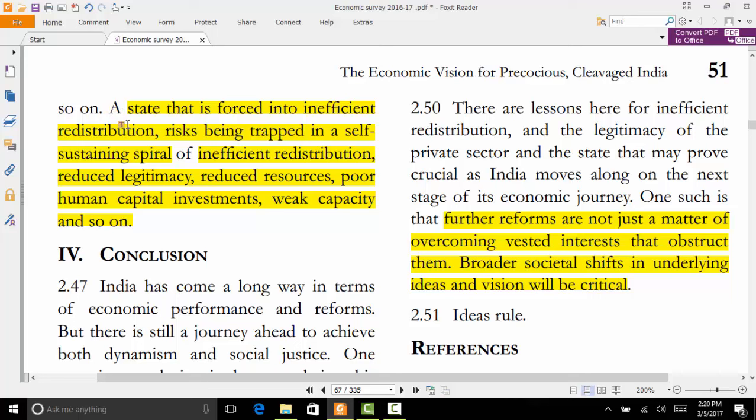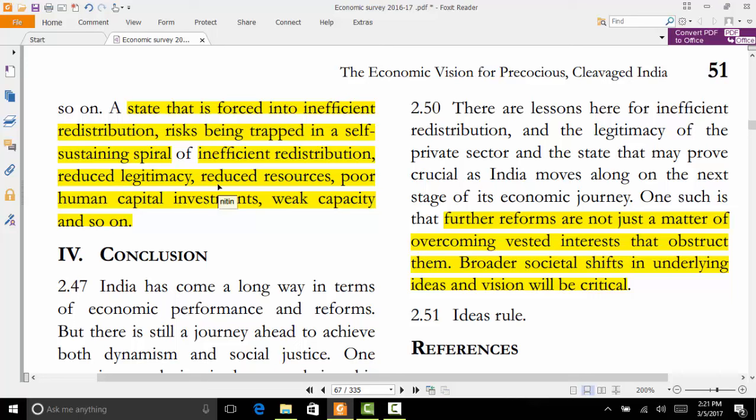And this line summarizes the whole discussion. A state that is forced into inefficient redistribution risks being trapped in a self-sustaining spiral of inefficient redistribution, reduced legitimacy. You understand what kind of legitimacy we are talking about? Legitimacy of the government to tax.